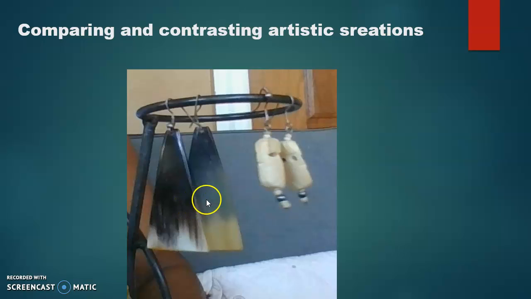You have this one here. It's made out of cow's horn. And this one here is made of elephant's tusk. Elephant's tusk is also called ivory. So let's see how we compare and contrast.